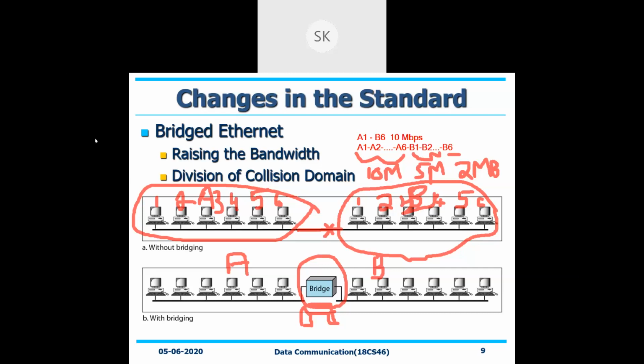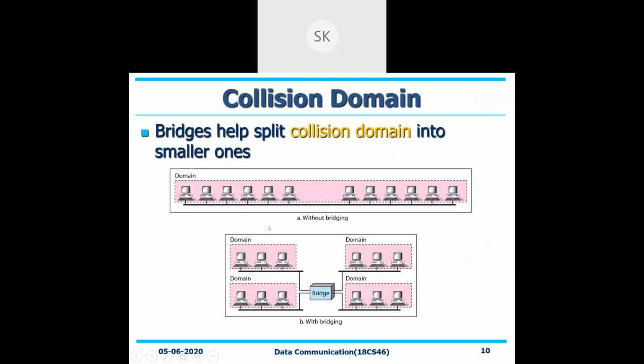So that's all with respect to the changes in the internet. This is a small change that we need to go with. Bridges help split the collision domain into smaller ones. Instead of detecting in 6 systems, if this domain is divided into, say, three systems each and both are given to one bridge, then at that point it will be easy for us to identify from which domain the entire changes have to be made.